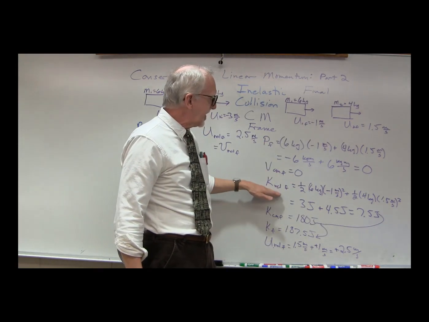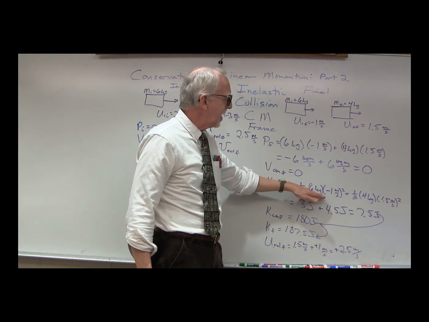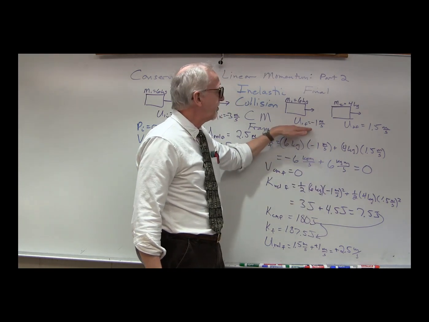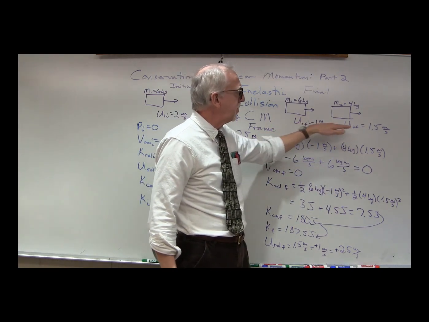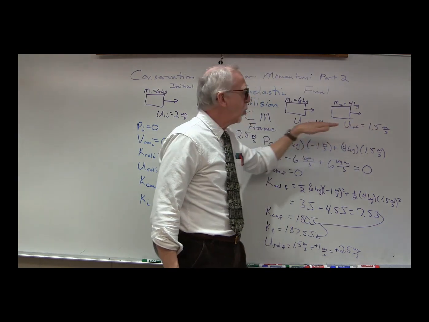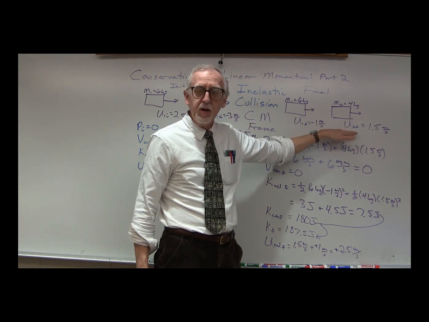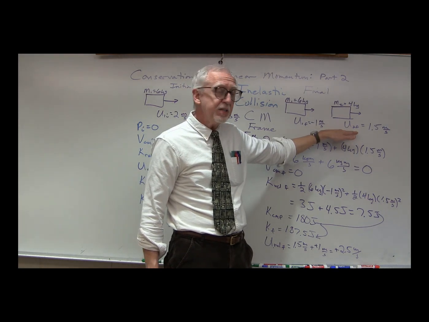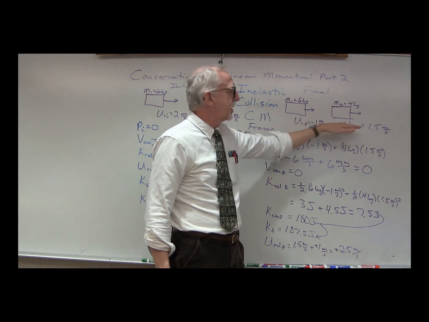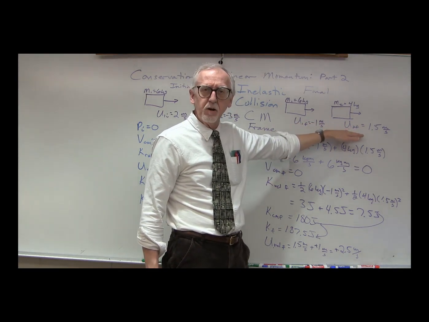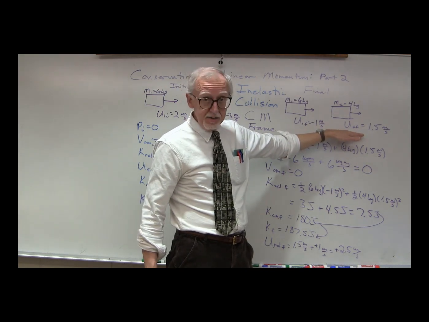Well, the relative kinetic energy is 1/2 m U1 final squared plus 1/2 m U2 final squared. What if U1 final and U2 final were both 0? Is that possible? Is it possible for both U1 final and U2 final to be 0? As a matter of fact, it is.